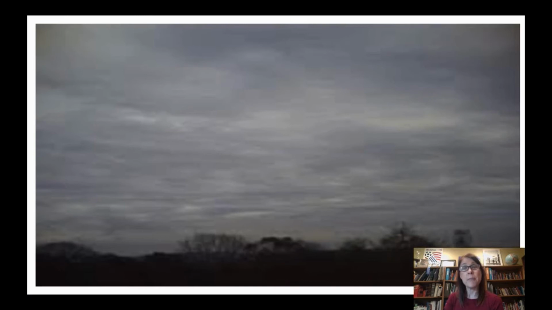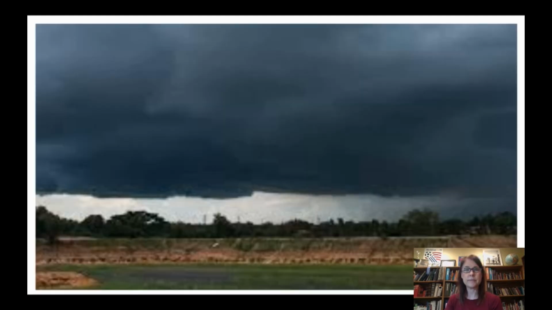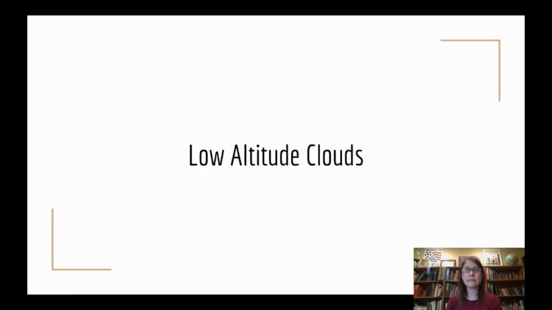Altostratus clouds that begin to form precipitation are called, that's right, nimbostratus. Remember, the key word nimbo is for a cloud that produces precipitation, and stratus is for the appearance of layers. This is our gray cloud layer that produces precipitation. The precipitation is usually gentle, constant, and covers a large area. Nimbostratus do not produce thunderstorms. Here is a picture of a nimbostratus.